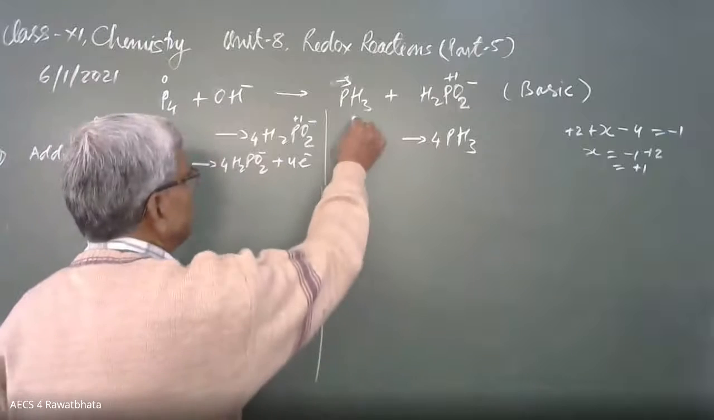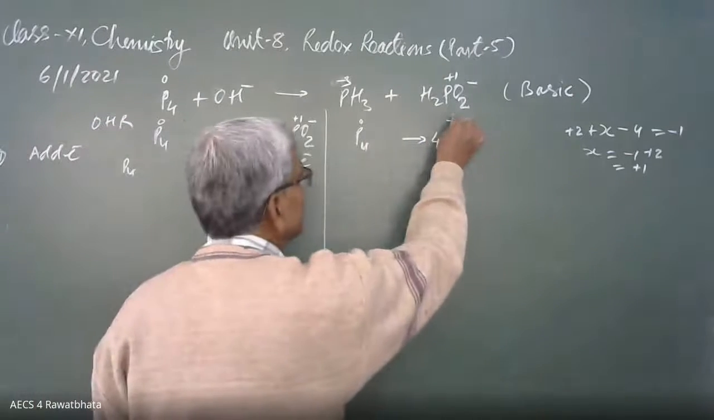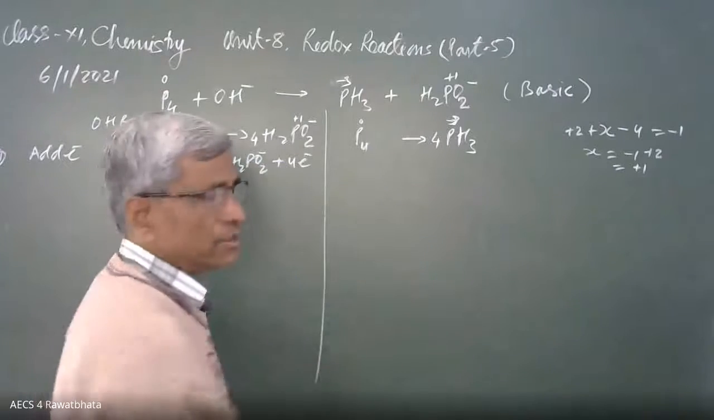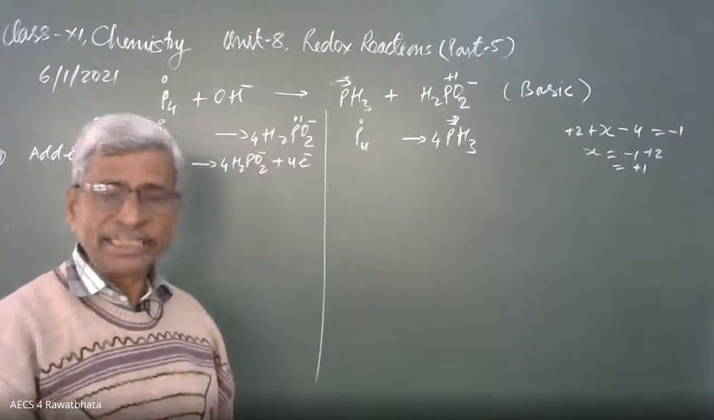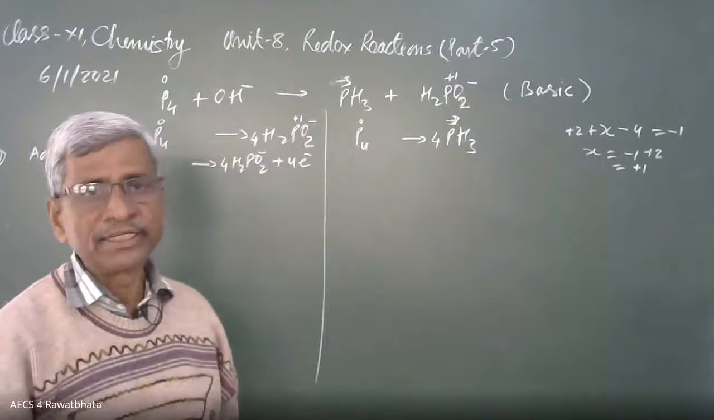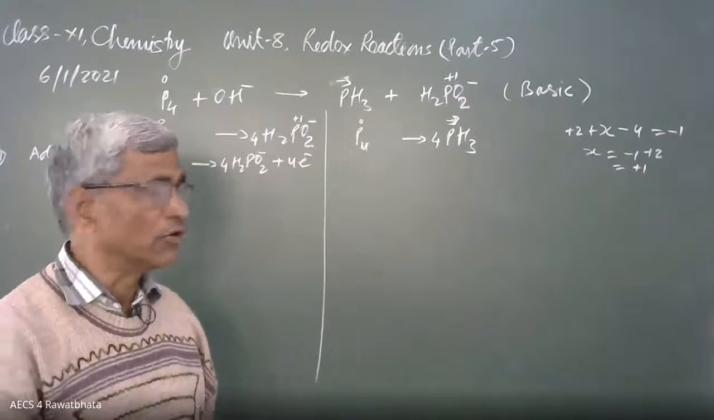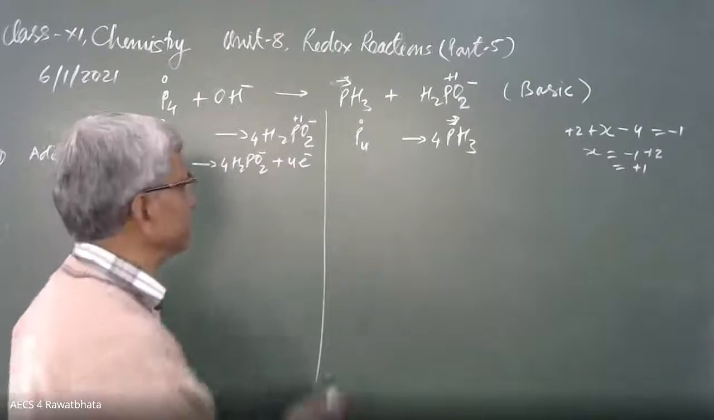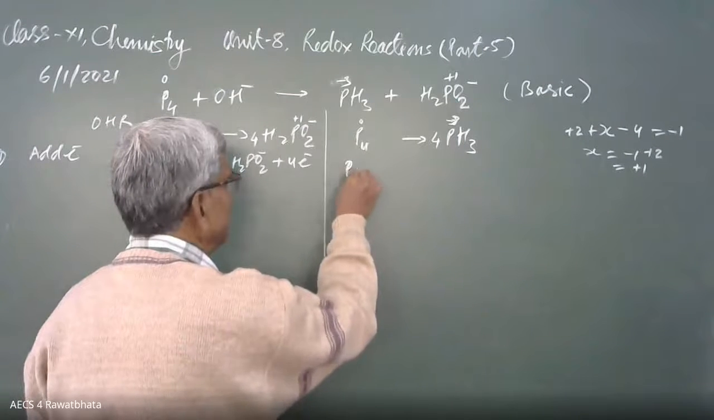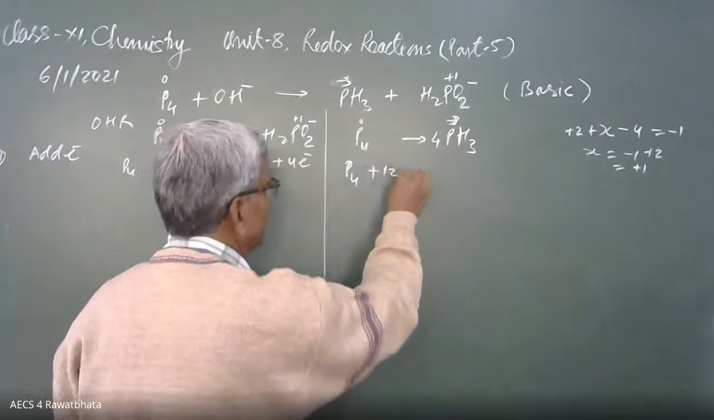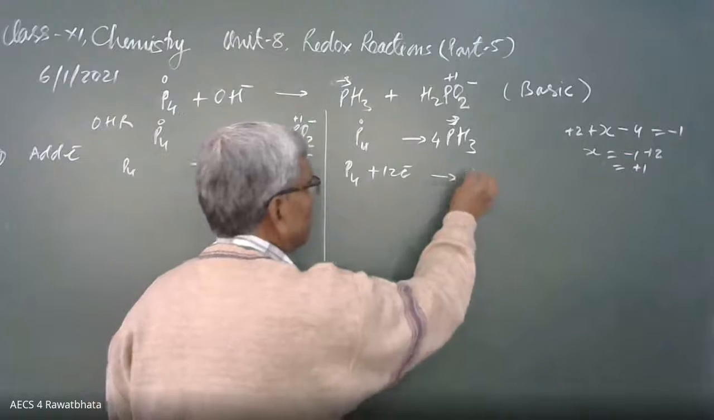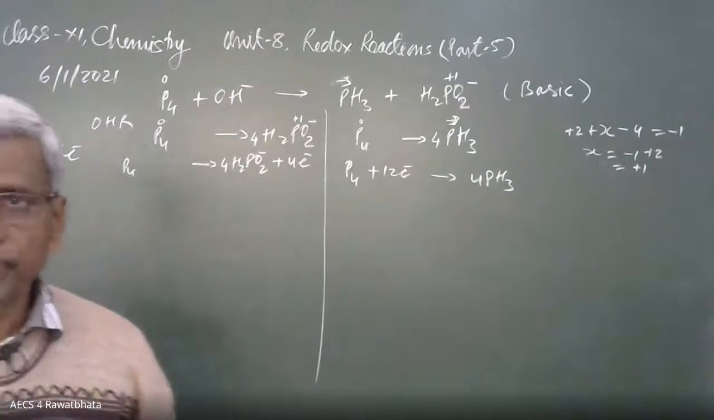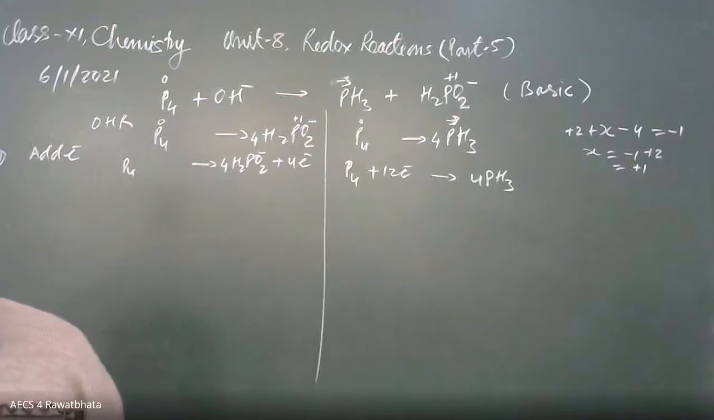And here it is going to change from 0 to minus 3. Each phosphorus changes in oxidation number by 3, so each phosphorus is going to take 3 electrons. 4 phosphorus atoms are there, so it is going to take 12 electrons. That's why it will be P4 plus 12 electrons gives 4 PH3. Is it okay, beta? Is the step clear?